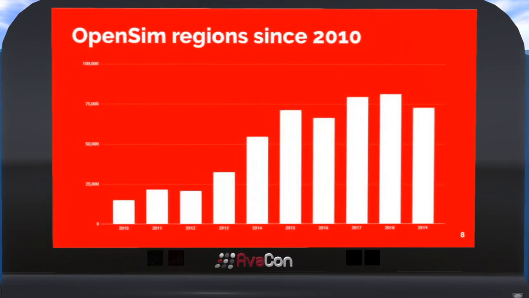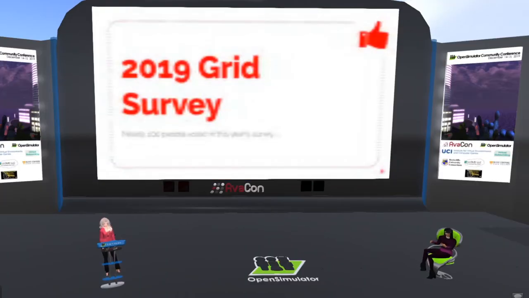And the land area has gone down to around 73,000 standard region equivalents. A lot of grids have variable size regions, so you have like three areas the size of nine standard regions. And I count them in terms of standard regions because that's what users see. I mean, nobody knows how the actual database counts it.